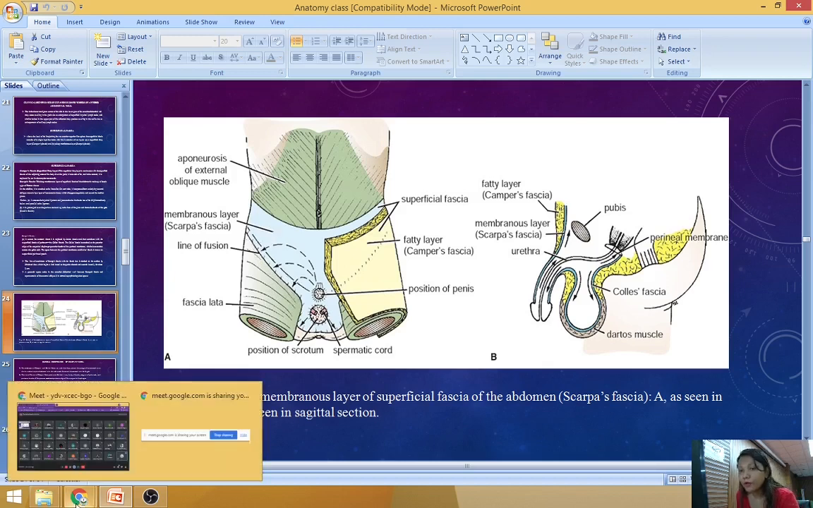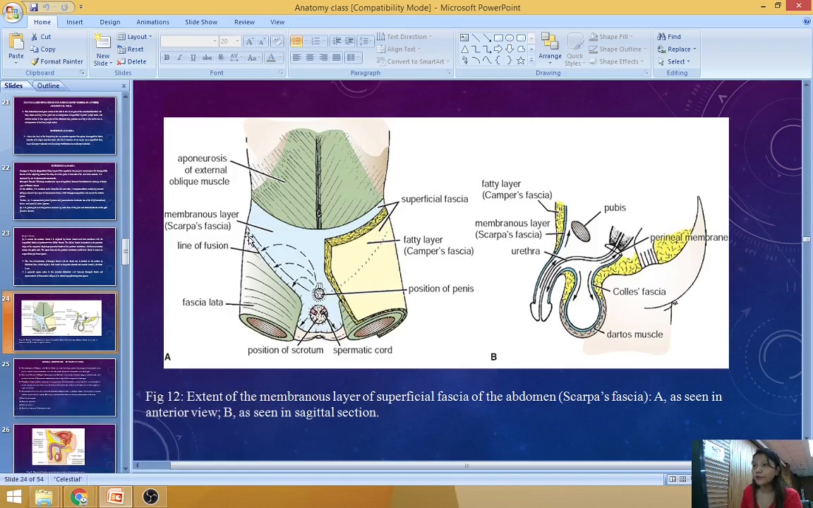Okay, now respond. What is Holden's line? Anyone? Can you hear me? The attachment of Scarpa's fascia with the fascia lata is called Holden's line. Very good. This is the Holden's line. This blue color is the Scarpa's fascia. This is the fascia lata. So this is the line of fusion, and this is known as Holden's line.